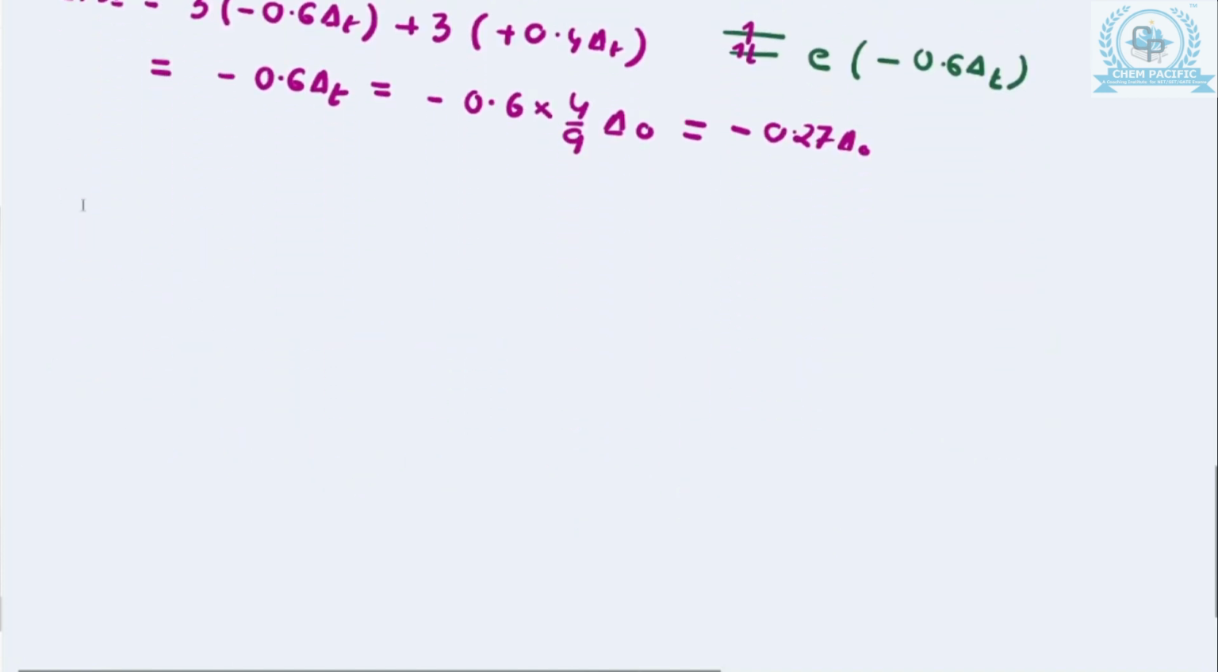Now we are going to calculate the CFSE value of the cobalt 2 plus in both the octahedral field and the tetrahedral field. Now cobalt 2 plus is going to have the electronic configuration of 3d7. So now we are going to do it in the octahedral.